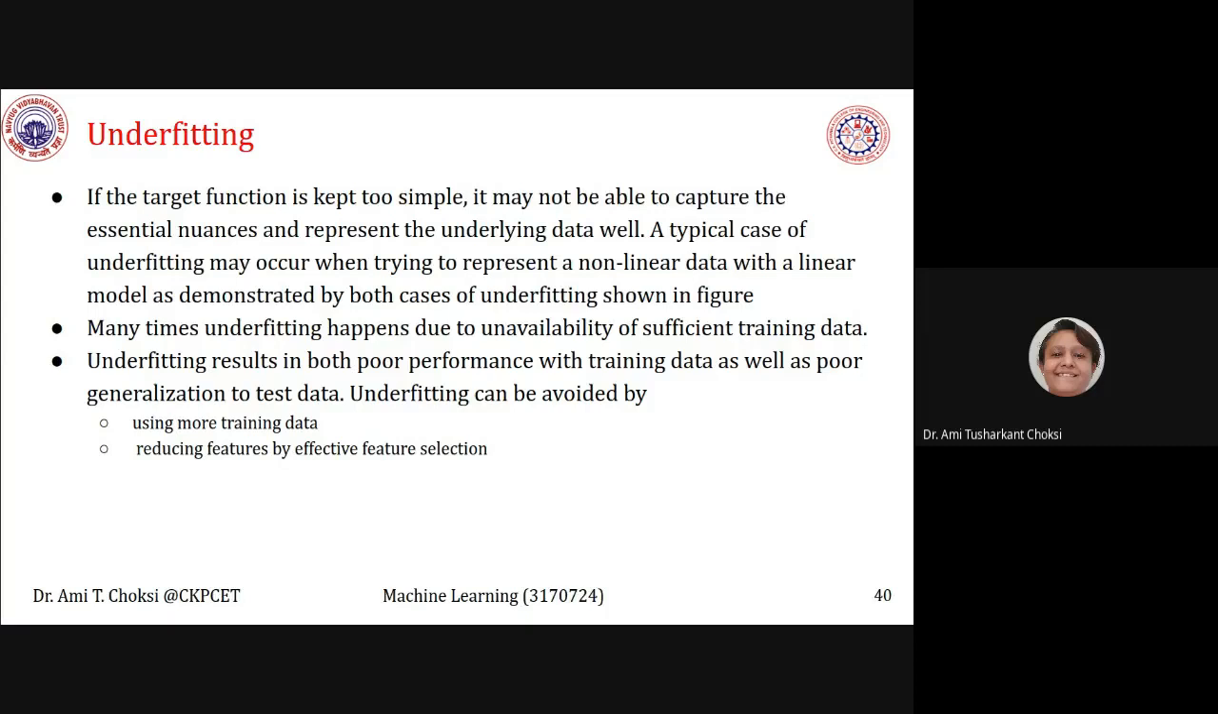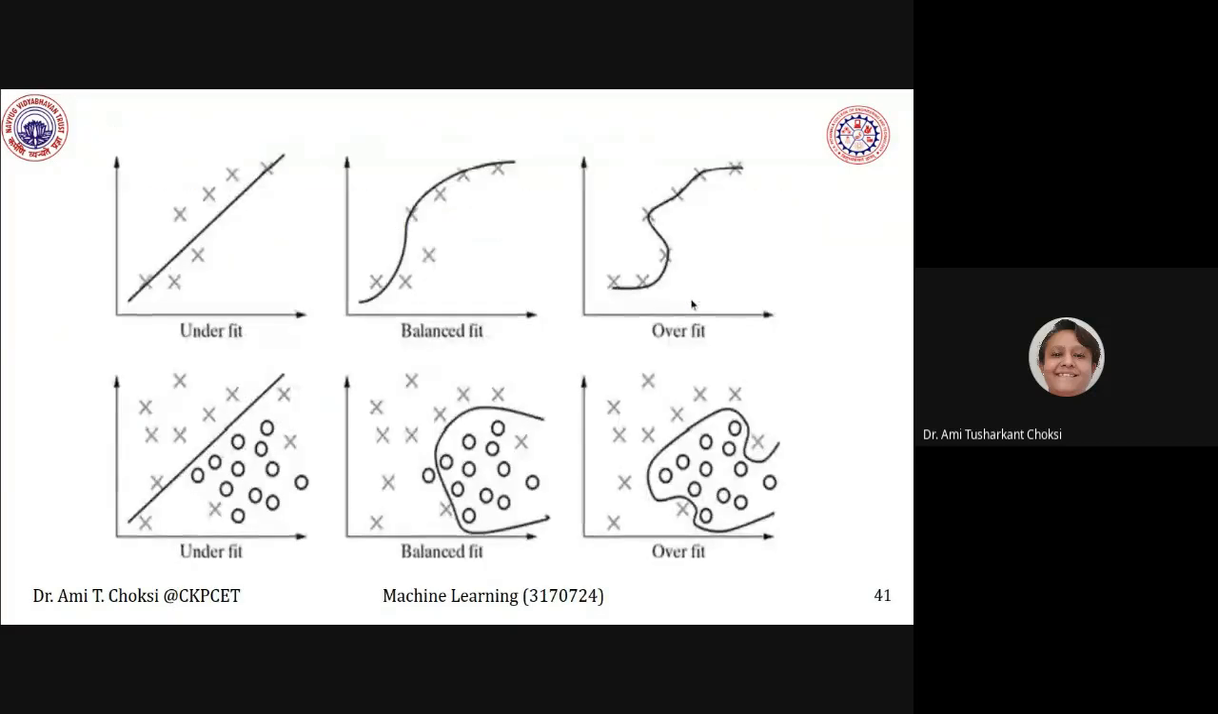Not completely fit. If the target function is kept too simple, it may not be able to capture the essential nuances and represent the underlying data well. A typical case of underfitting may occur when trying to represent nonlinear data with a linear model, as demonstrated by both cases of underfitting in the figure. Let me see the figure.